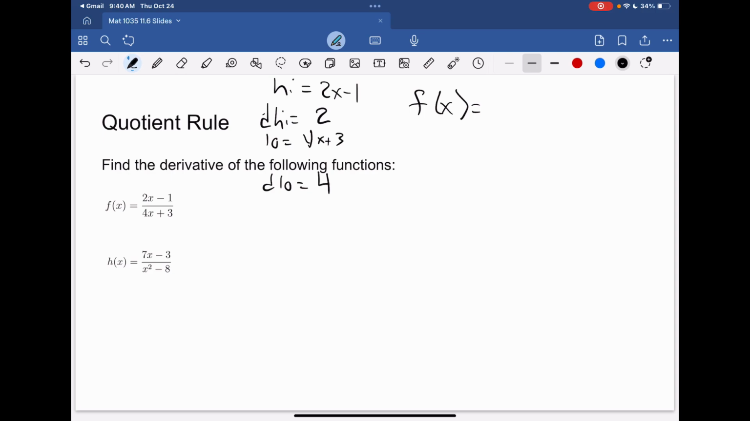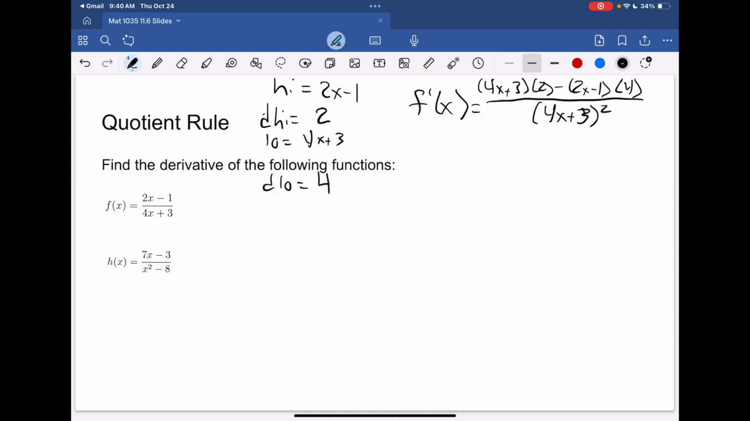Now I can just fill in my position. So I need low times d high, which is 2, minus high, which is 2x minus 1, d low, which is 4, all divided by low squared, which is 4x plus 3 squared. Okay. And that is the derivative, so I need to make sure I have my little prime, or my apostrophe there.